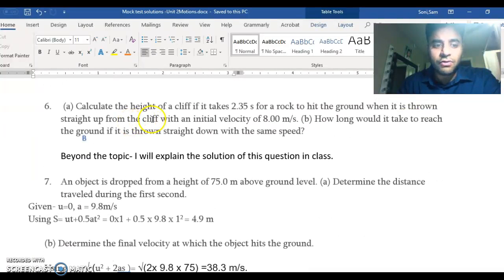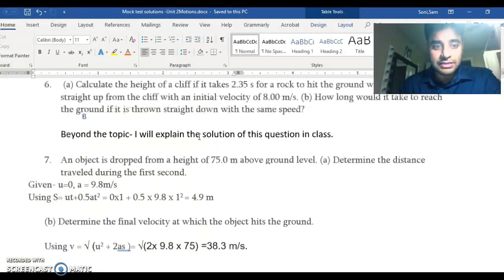Lastly, calculate the height of the cliff if it takes 2.35 seconds. So this question, I know I threw it on the test thinking of some other question. My bad, my apologies. This one will be beyond the topic, but I can explain it to you in class.